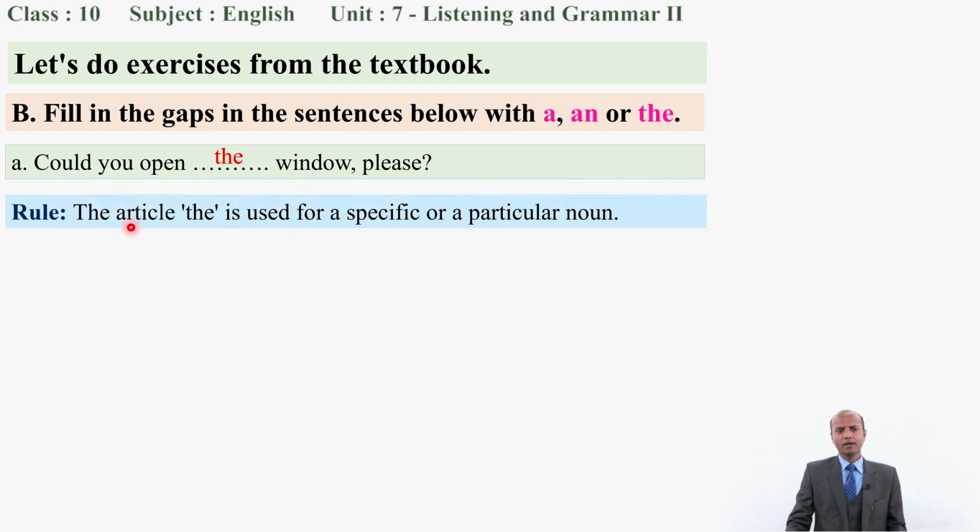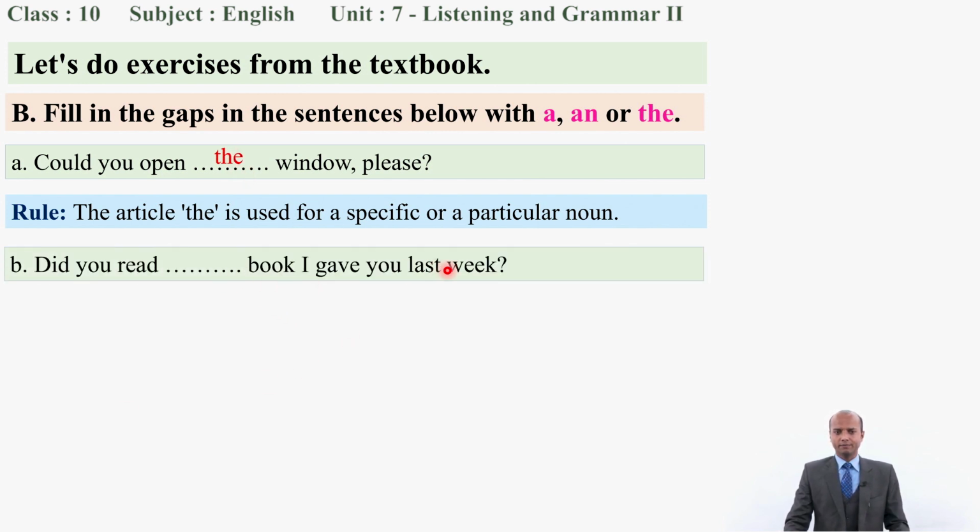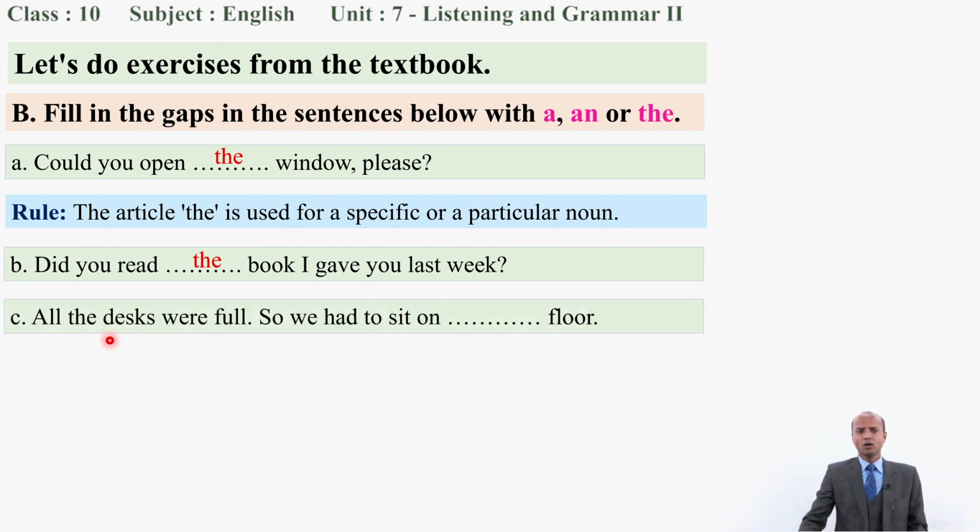The should be used for a specific or particular noun. I said earlier, one window. That's why we use the. Okay. Did you read the book I gave you last week? Which book? Yes, the one I gave you. It means one particular thing. The speaker is talking about one item. That's why there should again be the. Next sentence. All the desks were full, so we had to sit on the floor. What should be there? A floor, an floor, the floor? Yes, there should again be the floor, because there is only one floor, part of the building.